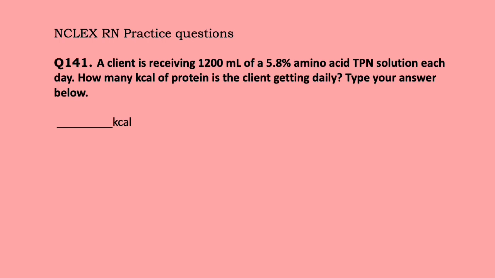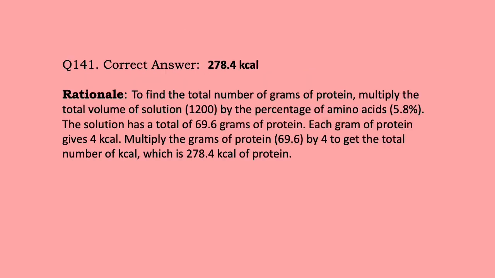Question 141. A client is receiving 1,200 milliliters of a 5.8% amino acid TPN solution each day. How many kcal of protein is the client getting daily? Type your answer below. Correct answer: 278.4 kilocalories.